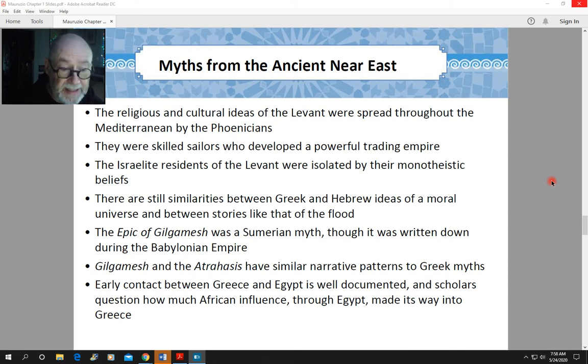Early contact between Greece and Egypt is well documented, and scholars question how much African influence through Egypt made its way into Greece. There is a book we'll look at in chapter 6 called Black Athena by a man named Bernal. It was a 3-volume work. His claim was that the goddess Athena was actually an African goddess who made it to Greece and made it into the pantheon. I'm not exactly sure, as far as general scholarship, how much people feel that that's accurate, but that the Egyptians had an effect on Greece is clear.